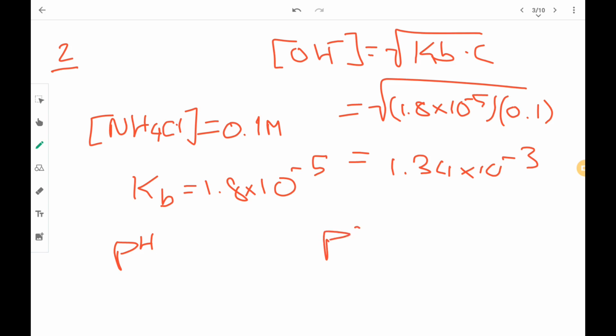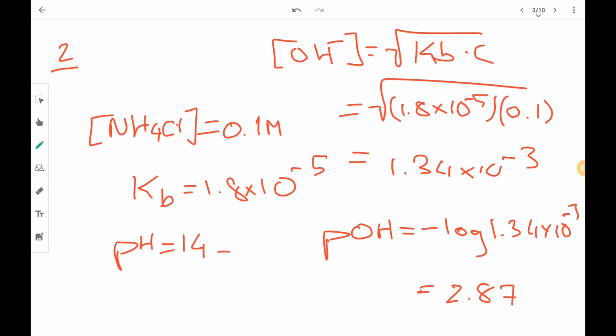And then you'll get the pOH to be minus log 1.34 times 10 to the minus 3, which is 2.87. And then the pH is 14 minus the pOH, which is 2.87, and you'll get the pH to be 11.127.